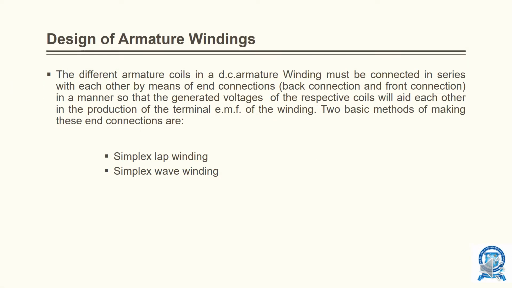The different armature coils in DC armature windings must be connected in series with each other by means of end connections, in a manner so that the generated voltage of the respective coils will aid each other in the production of the terminal EMF of the winding. Two basic methods of making these end connections are Simplex lap winding and Simplex wave winding.